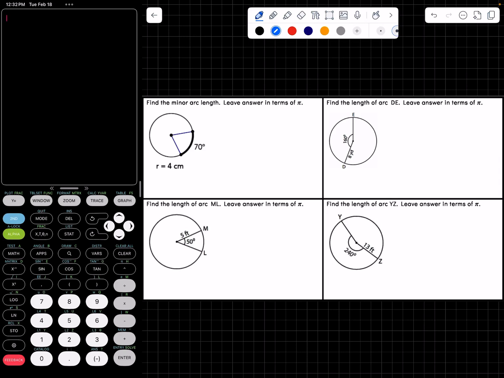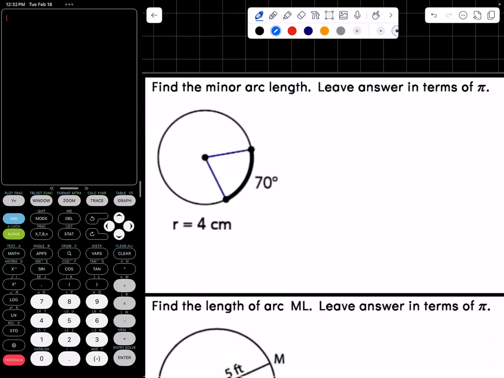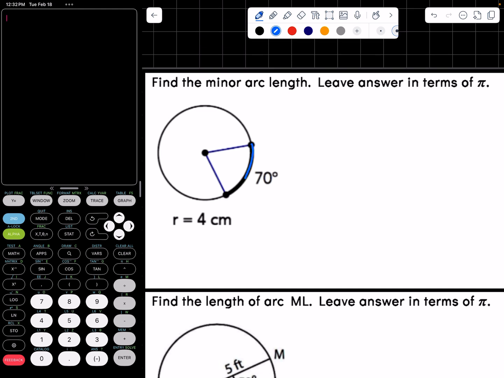So we've got some questions to go through and solve. We're going to start off on this top left one. It says find the minor arc length. So the minor arc again is going to be this piece right here. All right, so if we're trying to find the arc length for this minor arc, we're going to utilize all this information. It does say to leave our answer in terms of pi, so we'll think about that as we get closer to the end.